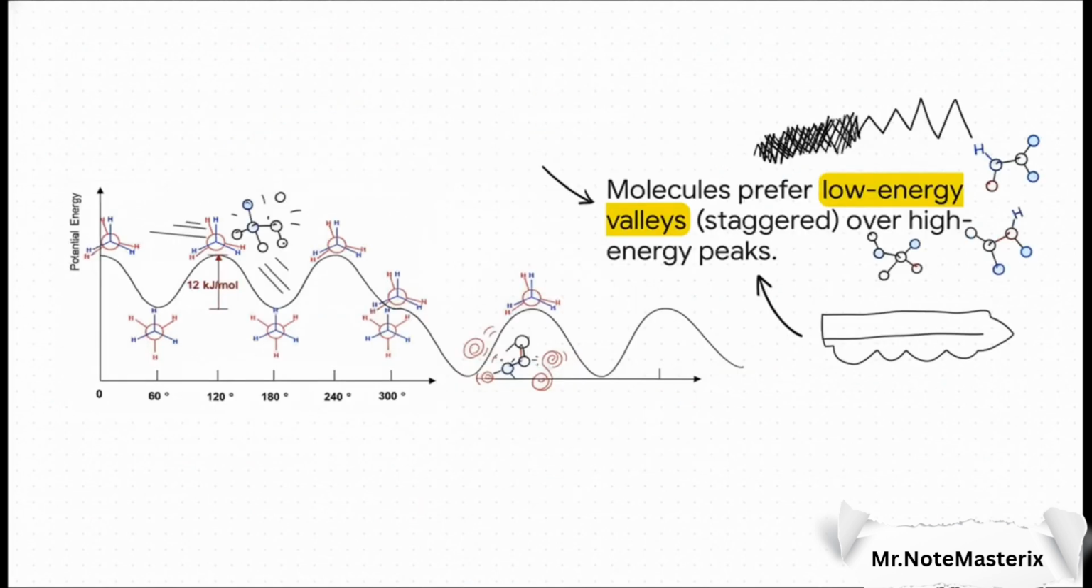This graph shows you exactly what's happening. Think of it like a roller coaster. The low points, the valleys, that's the stable, staggered shape. The molecule loves to just hang out there. The peaks are those unstable, high-energy eclipsed shapes. So to get from one comfy valley to the next, the molecule has to climb this energy hill and briefly pass through that uncomfortable peak. It's constantly moving, but it definitely prefers to spend most of its time in those low-energy valleys.